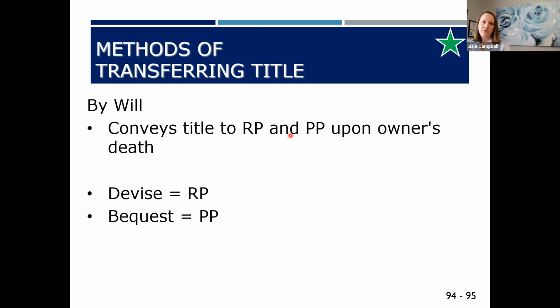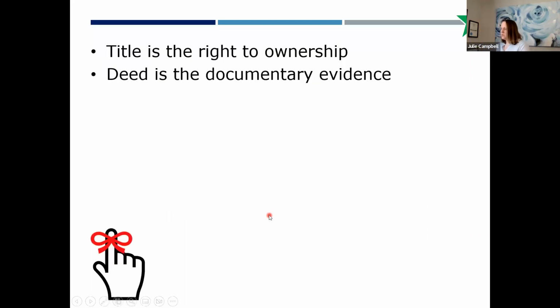Okay. So we've talked about the different methods, how we can transfer title. If we're doing it voluntarily, we're using a deed. So we talked about the different types of deeds. So let's talk a little bit more about title, deed, public records, etc.